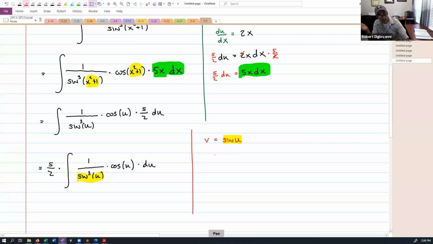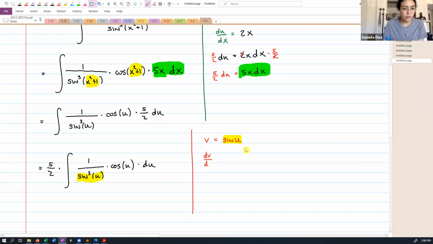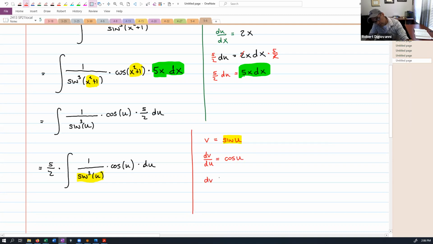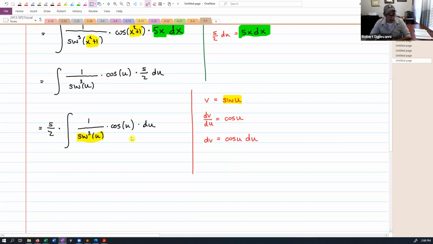So I'm going to leave my substitution here and watch what I'm going to do. I'm going to go dv d what? Taking the derivative of this, dv du with respect to u is cosine of u. Then I move my du to the other side. And I get a perfect match again. Oh, a match made in heaven. Look at that. Perfect.